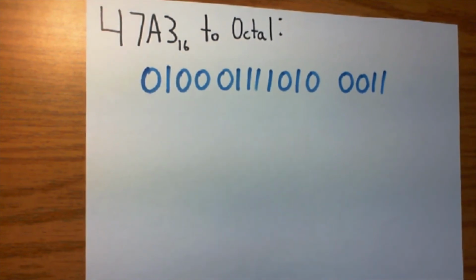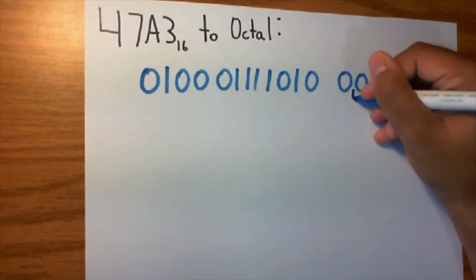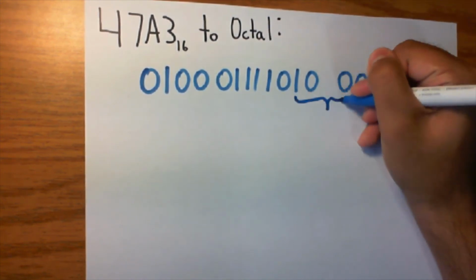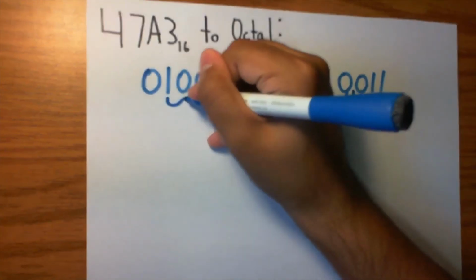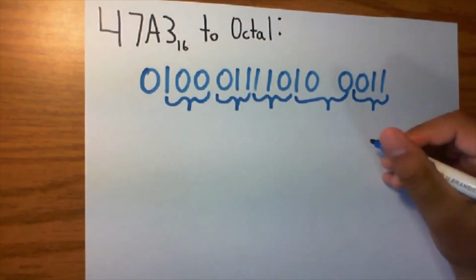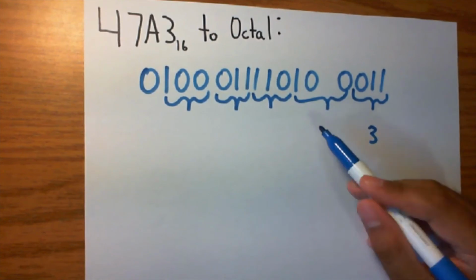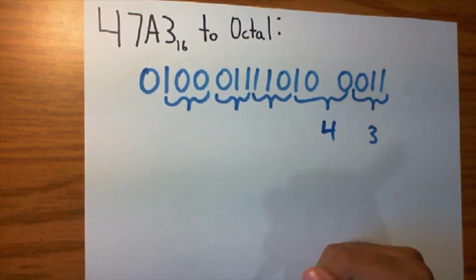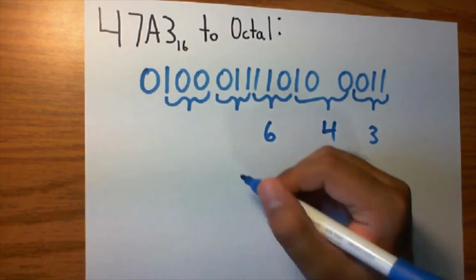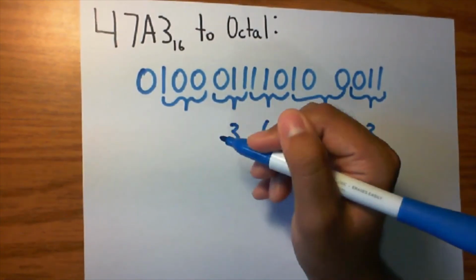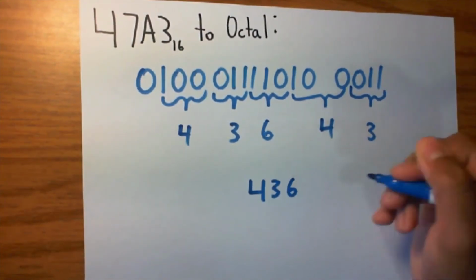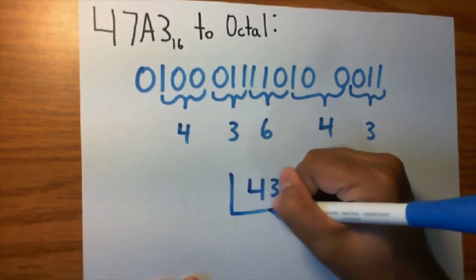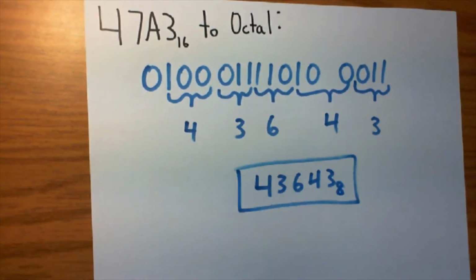Now, the grouping system for octal is what's different. With hexadecimal, it's groups of 4. Octal is groups of 3. So you do this. Okay. So here, we have a 3. Then we have a 4. Then a 6. Then a 3. And another 4. So our final value is 4, 3, 6, 4, 3. This is base 8.